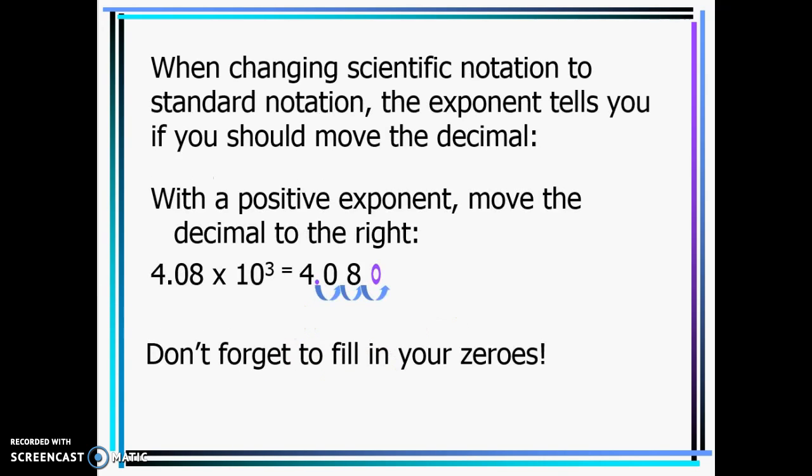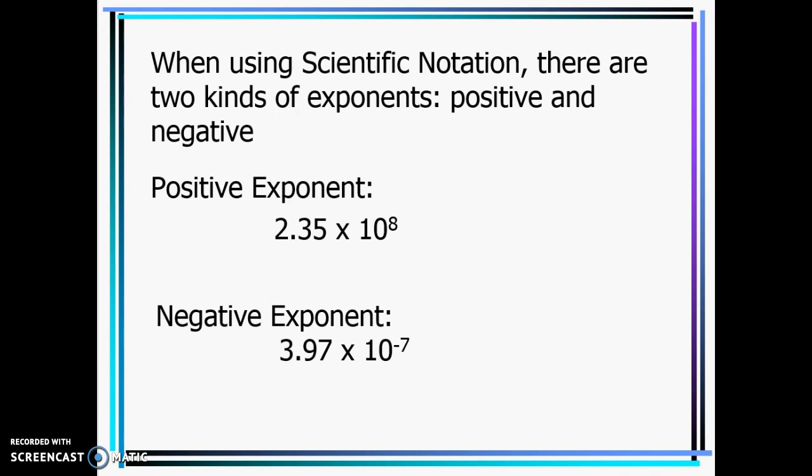What the exponent tells you is whether the number is going to be greater than or less than 1 once you have written it in standard form. If the exponent is positive, then that means that the number is going to be greater than 1, which means that you're going to have to move the decimal point to the right. If the exponent is negative, that means that the number is going to be less than 1, and you're going to move the decimal point to the left.